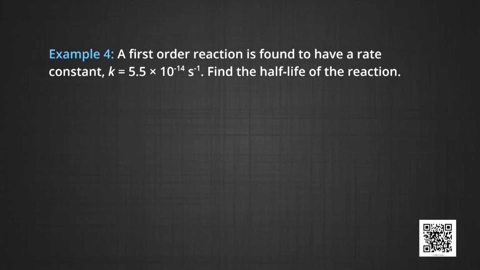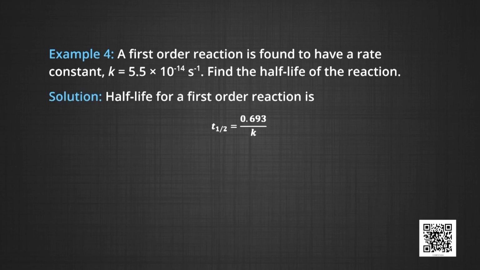The first example is, a first order reaction is found to have a rate constant K is equals to 5.5 into 10 raised to power minus 14 per second. Find the half-life of the reaction. Now let's solve it. The half-life for a first order reaction is T half is equals to 0.693 by K. Now just putting the value of K, T half is equals to 0.693 divided by 5.5 into 10 raised to power minus 14 per second. So after calculation, T half will be equals to 1.26 into 10 raised to power 13 seconds.